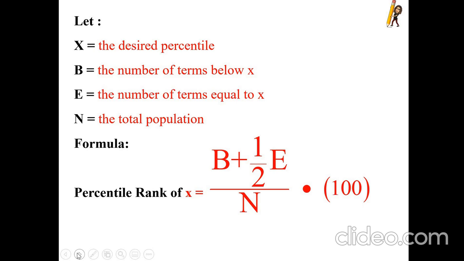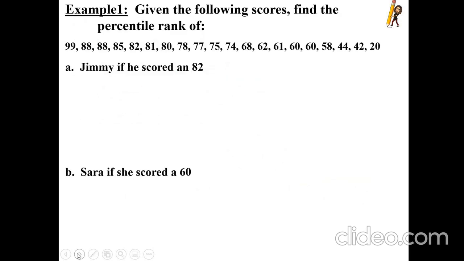We'll look at the calculation here in a second. Here is the formula to find the percentile rank. So our percentile rank, we'll call it X, the desired percentile, is going to be equal to B plus 1/2 E, all divided by N, and then times 100 to get to our percent, where X is the desired percentile that we're looking for. B is all of the data values that are below that desired percentile. E is all of the numbers that are equal to that desired percentile, and then of course N is our total number of values in our data set.